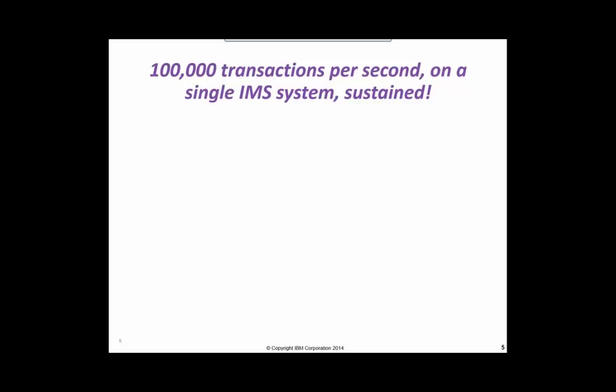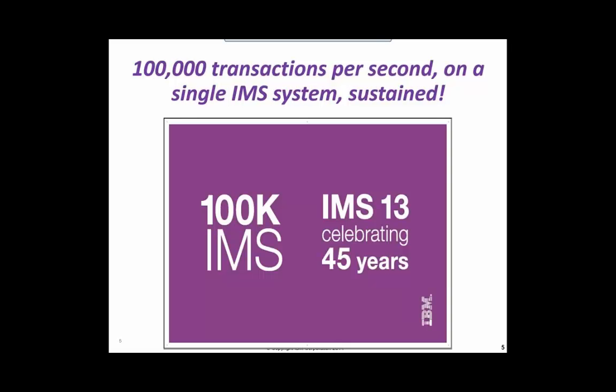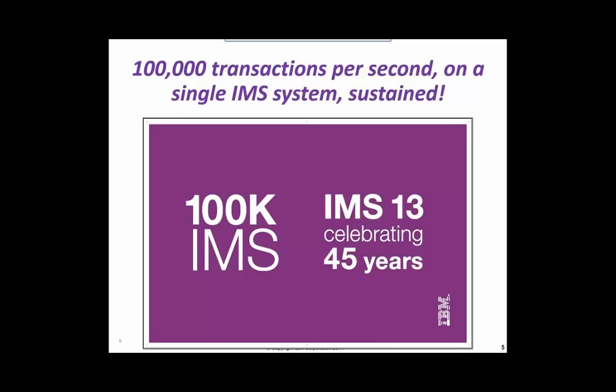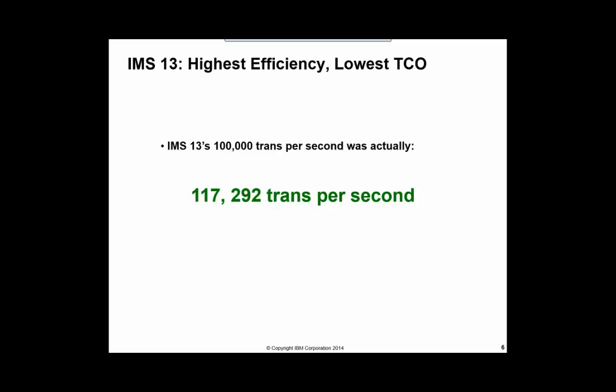And this is the catch. With IMS version 13, which came out last year in 2013, we can now process 100,000 transactions per second on a single IMS system. We're not talking clustering. We're not talking several IMSs working together. We're talking about one single IMS system processing 100,000 transactions per second. And actually, to be honest with you, this is just a marketing thing, 100K IMS. The actual benchmark numbers were 117,292 transactions per second. So with the latest version of IMS, which is IMS version 13, which came out in 2013, we are able to process well over 100,000 transactions per second.